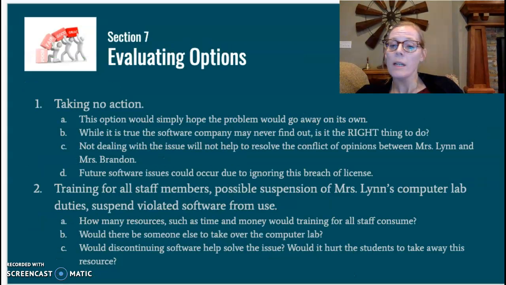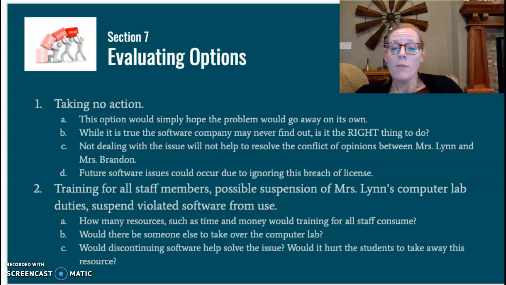All right, so let's evaluate each option before we make our choice. First off would be taking no action. Like I said, this is a very poor decision, I believe. While the software company may never find out, it's not the right thing to do. If we let the wrong thing slide, then that's what's going to happen in the future. So I don't think this is a good option at all.